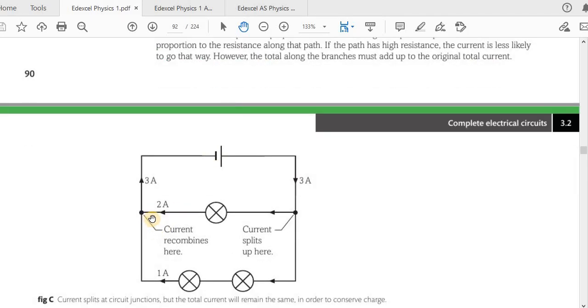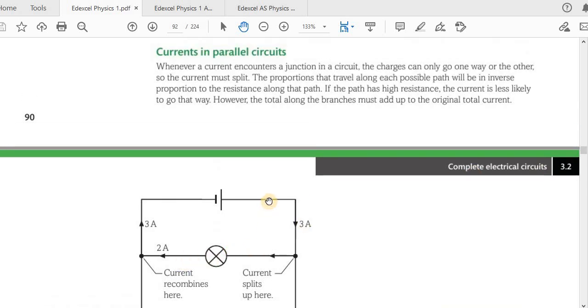Now, for example, you see here, 1 ampere comes this way, 2 amperes come this way, then the two currents add up and go this way. So you get 3 amperes. So the sum of currents entering a junction should be equal to the sum of currents leaving the same junction. This is what we call Kirchhoff's first law. You will see that in part 2 in the next video.